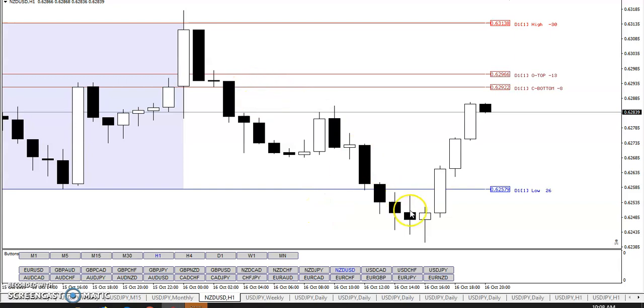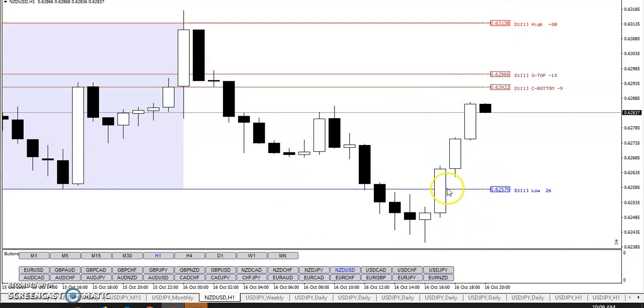What is price doing? It's moving away from the open. Is it testing the previous low? Is it reversing off the previous low? Is it breaking through the previous low? And you can see here, it tested it, it broke through, and then came back above.